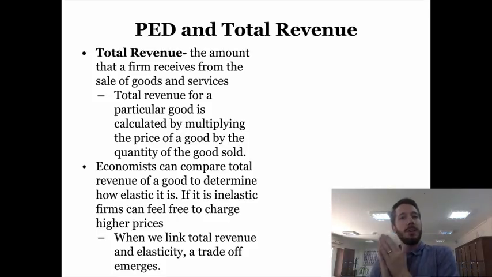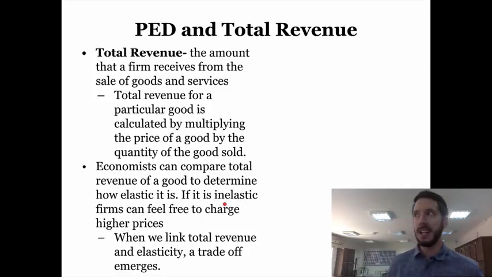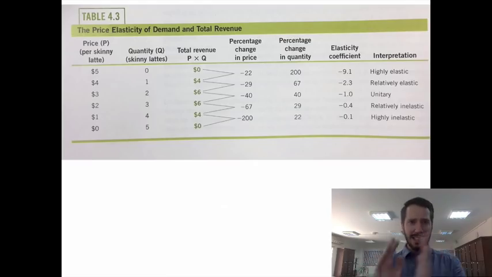Yay. Now the reason why you need to know that is economists can compare the total revenue of a good to determine how elastic it is. And if it's inelastic, if you're in a business, you've got to charge more for that. If you're finding at that price it's inelastic, charge more until it starts becoming elastic. You want to make as much total revenue as possible. So when you open up a business, that is something to consider. Let's look at how that can be calculated.